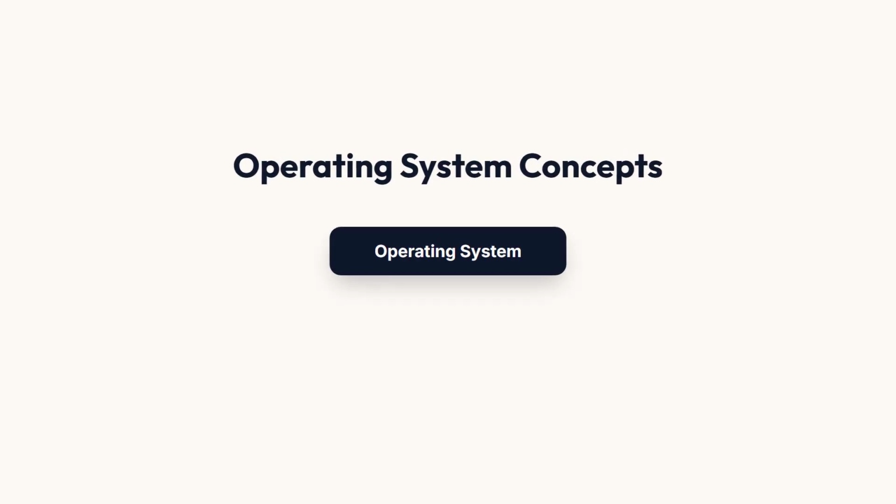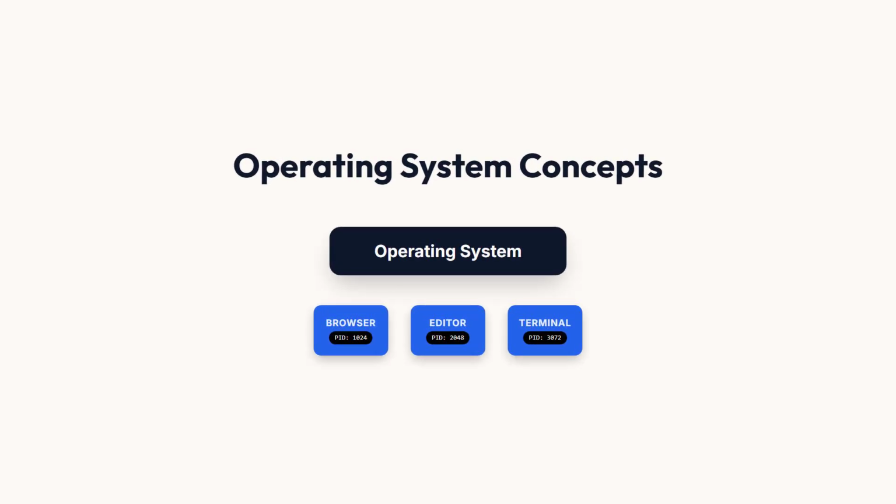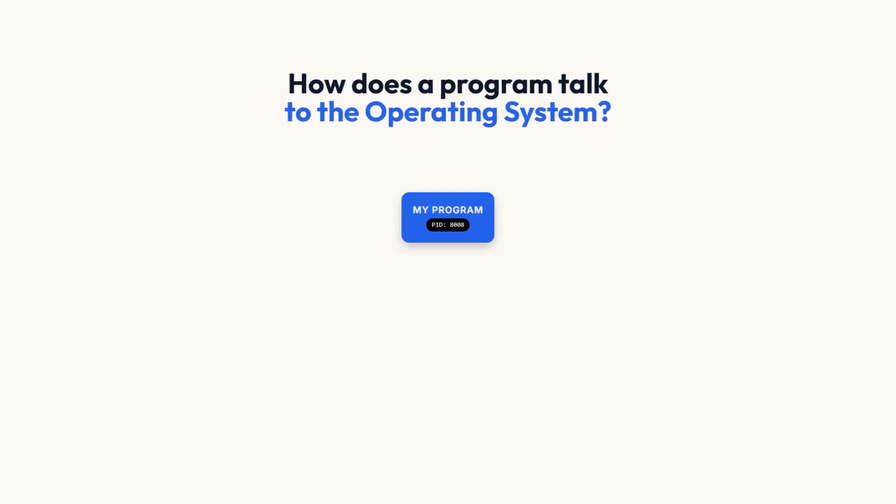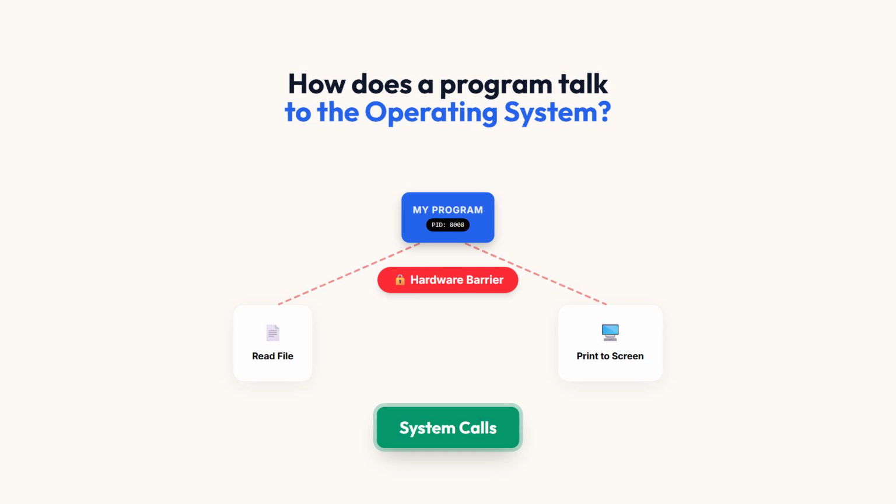In the last video, we learned what a process is and how the operating system manages multiple processes. But now a new question comes up. How does a program actually talk to the operating system? For example, how does a program read a file, print something on the screen, or create a new process? It turns out programs cannot directly access hardware or perform sensitive operations. Instead, they use something called system calls.